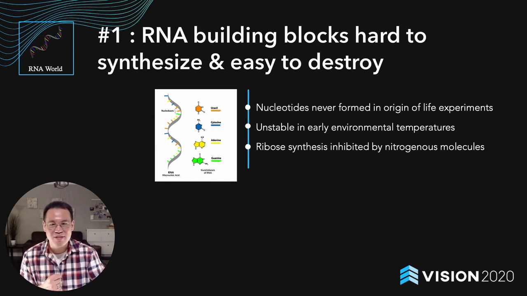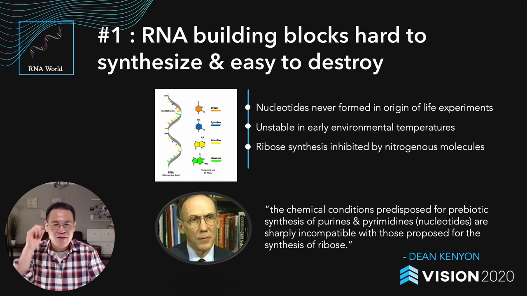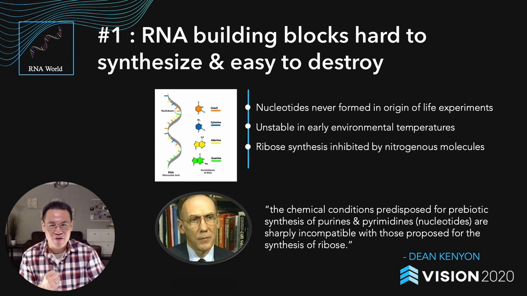And so looking at all these things together, Dean Kenyon said, the chemical conditions predisposed for prebiotic synthesis of purines and pyrimidines are sharply incompatible with those proposed for the synthesis of ribose. Right? Again, the conditions needed to produce these bases are very different and actually opposed to the formation of the sugar itself. So I think that's number one.